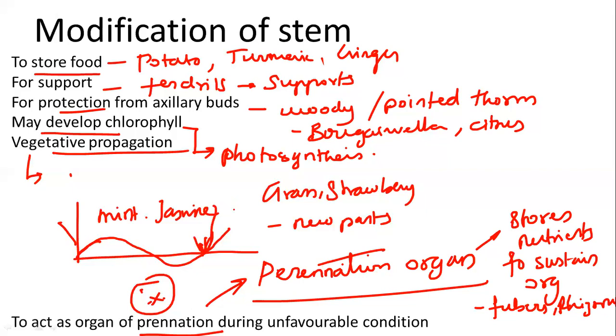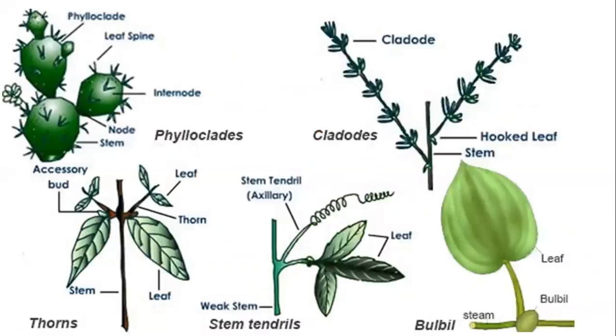That's called perennation. So with this, the stem part is getting cleared. These are all the types of modification. Phylloclades will be produced, thorns will be produced for protection, stem tendrils will be produced for support, and cladodes and bulbils will be produced. These are all the types of modification which help in multiple functions, right?